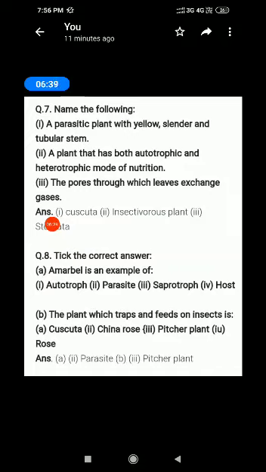Okay, next, third one, the pores through which leaves exchange gases. Answer, stomata. Okay, next, question number 8.